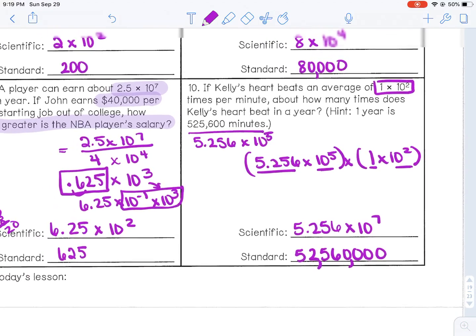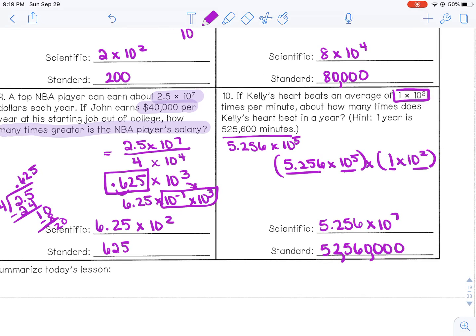Okay, hopefully that helped you. Good luck on the prep work. Look out for those answers that are not in scientific notation. Make sure you're good with the conversions.